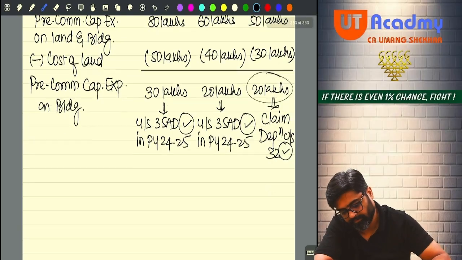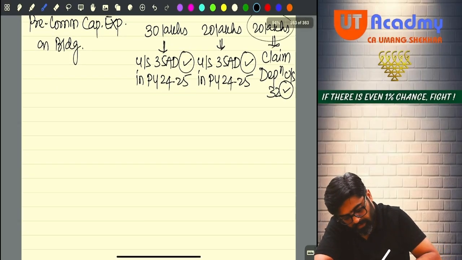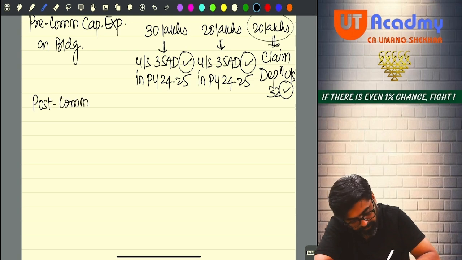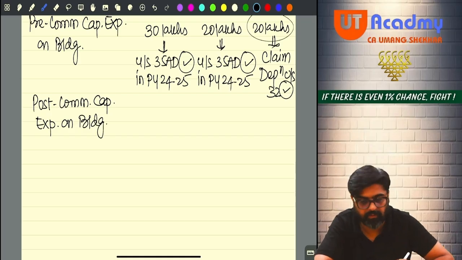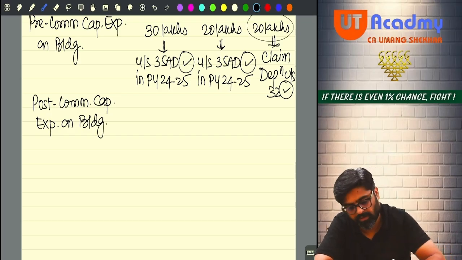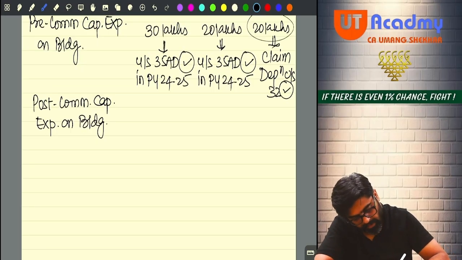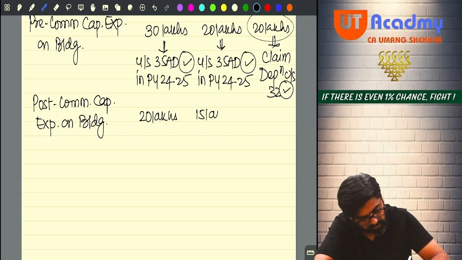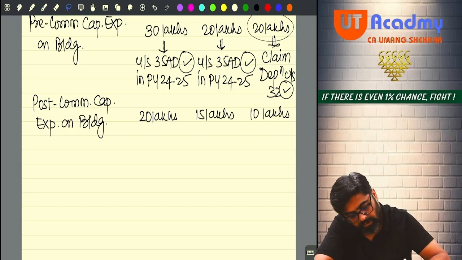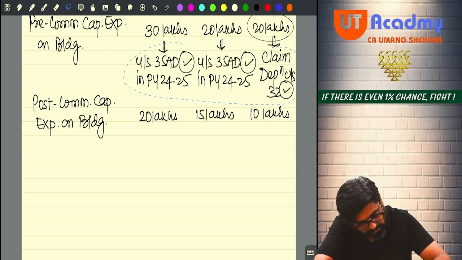Okay, no? Wait. Now pay attention. There is post commencement capital expenditure also on building. Extension etc. of the building happened. How much? It is 20, 15 and 10. It is 20 lakhs, 15 lakhs and 10 lakhs. The same thing I will copy and paste.